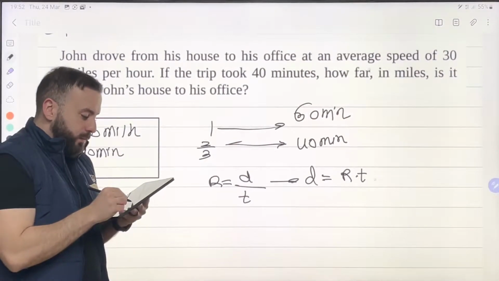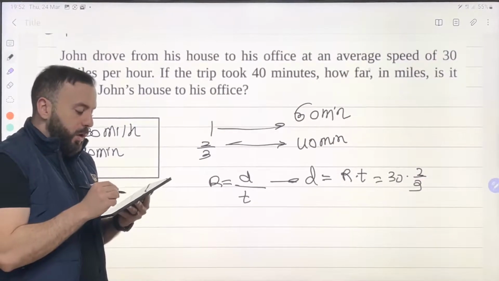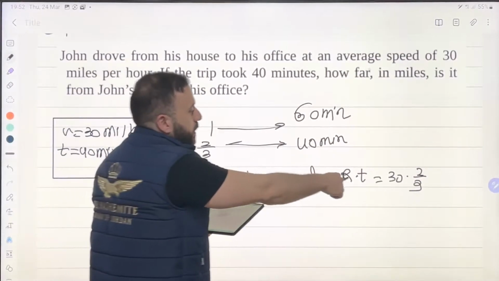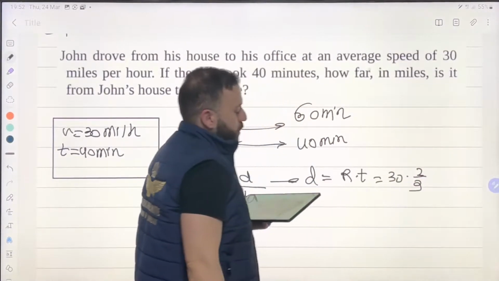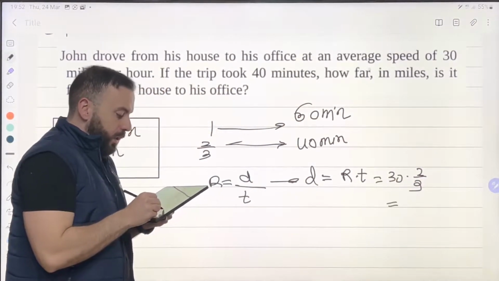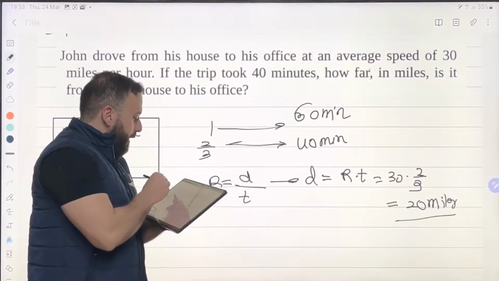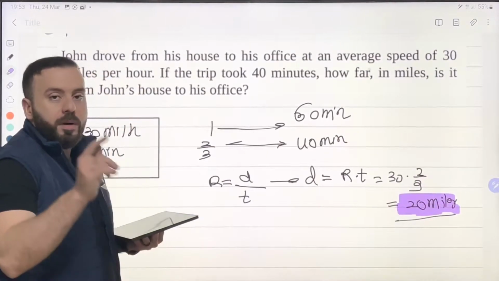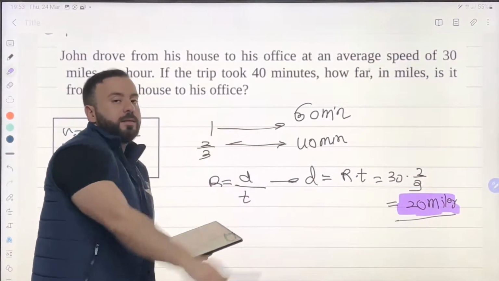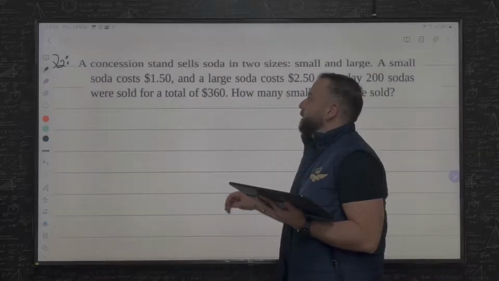30 times what? 2/3. Okay, so if I just solve this, divide by 3, divide by 3, so 10 times 2, that's going to be 20 miles. Okay, at the end it is 20 miles. Just remember, you need to always unite the units before solving the question. See you in question 2.